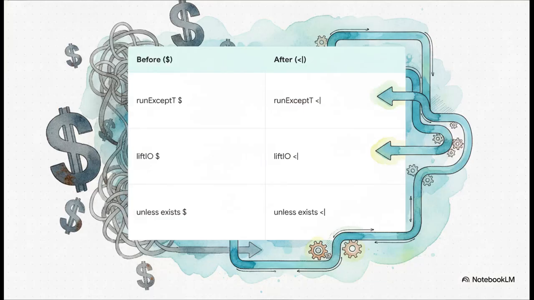The transformation is honestly brilliant. When you compare the static $ from before against the new flow operators, it's night and day. Run except t, arrow, lift io, arrow, unless exists, arrow. Suddenly, you aren't just reading flat text. You're following a map. Those new operators visually guide your eyes seamlessly right through the nested data flow of that validate args function. It genuinely feels like a pipeline. All that cognitive friction is just gone.